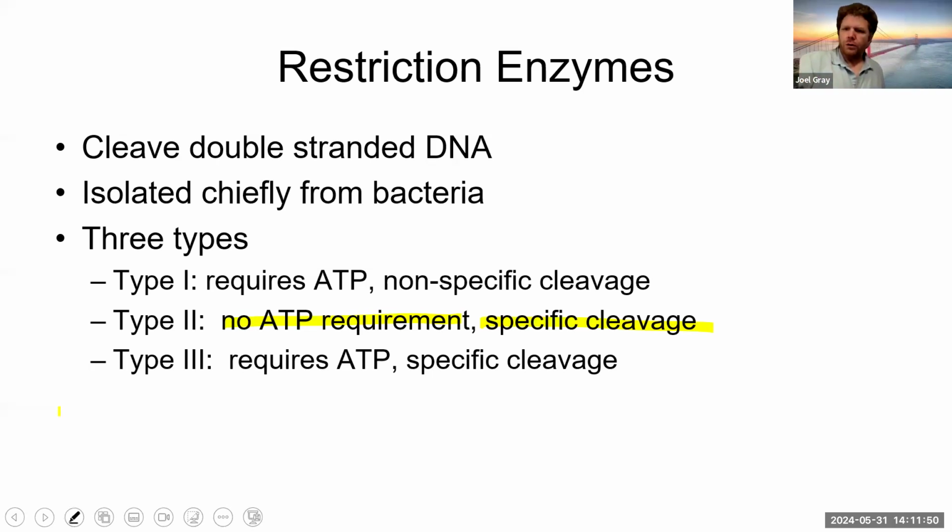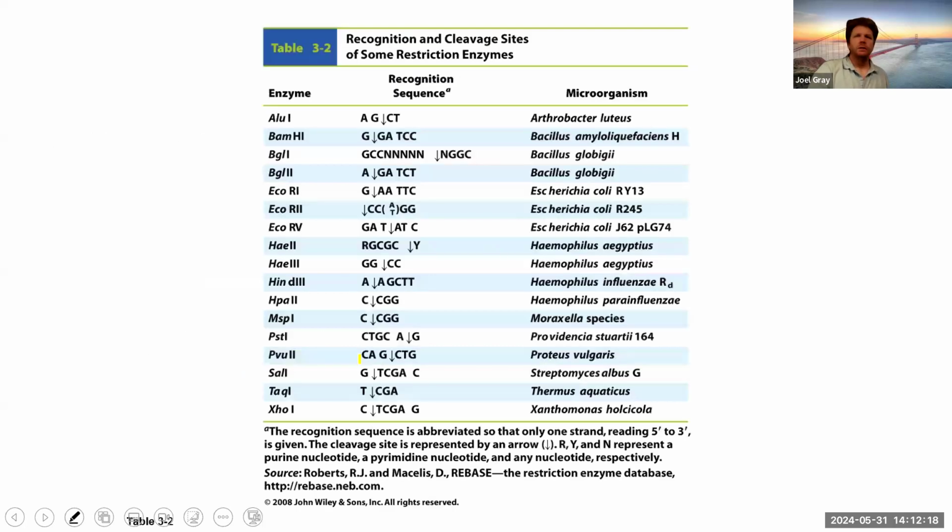Then our third type is going to require ATP. It also has a specific cleavage pattern. So types 2 and type 3 are specific. They know what they are looking for. The difference between them is type 2 does not require ATP in order to hydrolyze that bond, and type 3s do. Now, in the next slide, we're going to look at some examples.